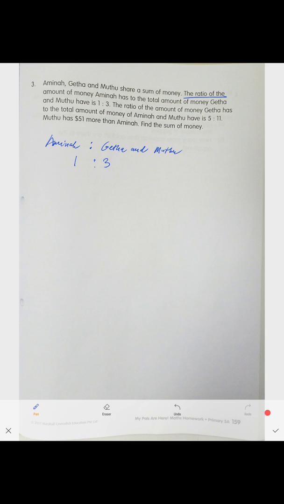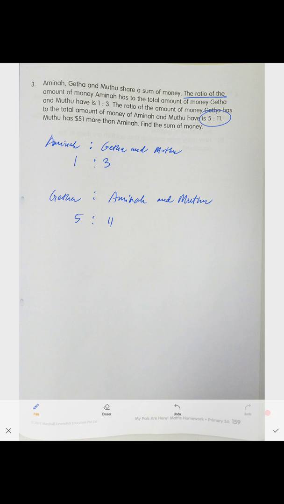Now we have another ratio. Next sentence, the ratio of the amount of money Geta has to the total amount of money Amina and Muthu has. Now a different ratio. Amina and Muthu, what weird names. Muthu, okay, have 5:11.